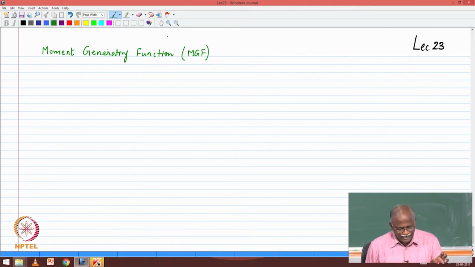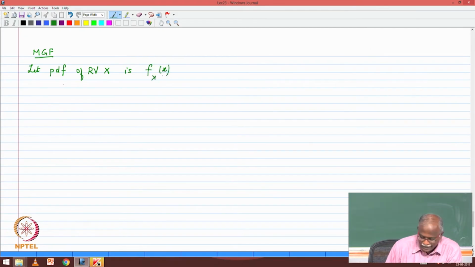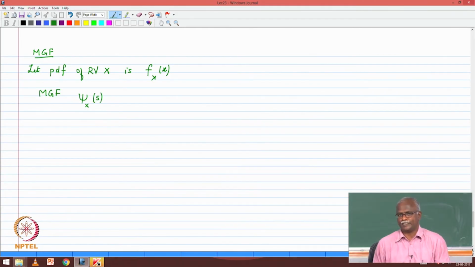As always, I'll just give you enough information to understand the concept, apply it, and then go back to give you the complete definition. Okay, so this is MGF. The MGF is defined for a PDF. So let's assume that we are given a random variable x, and the PDF of the random variable x is fx of x. Then the moment generating function, different books use different notations. I would like to use psi as my notation for moment generating function. The subscript tells you the random variable, and it is usually given in terms of a parameter s.